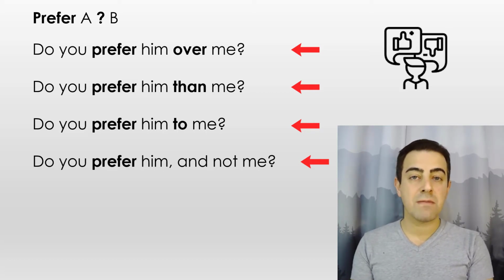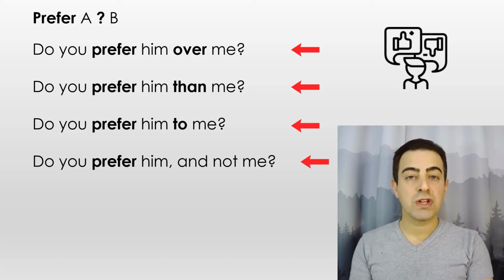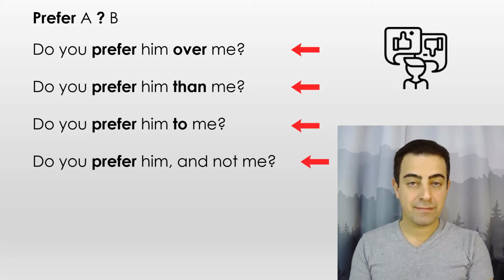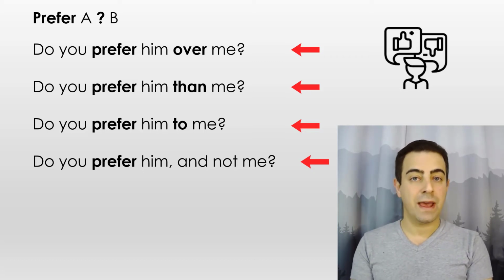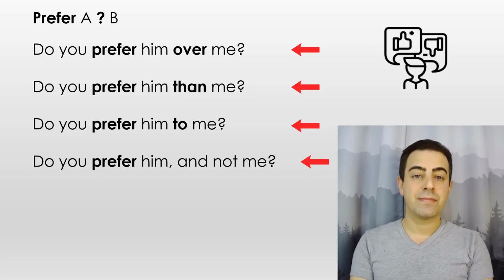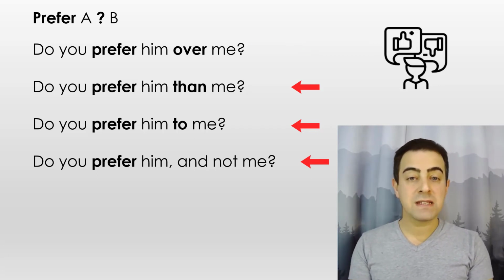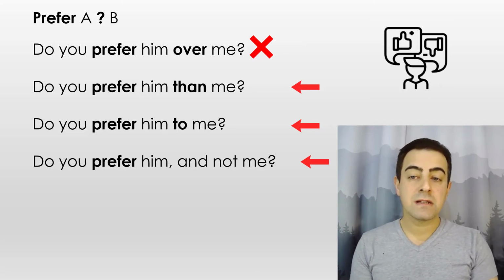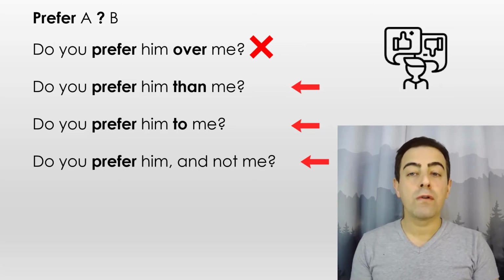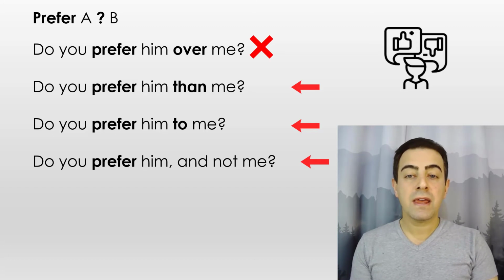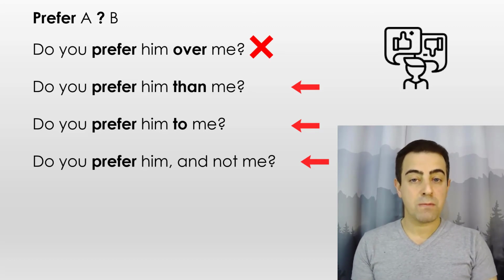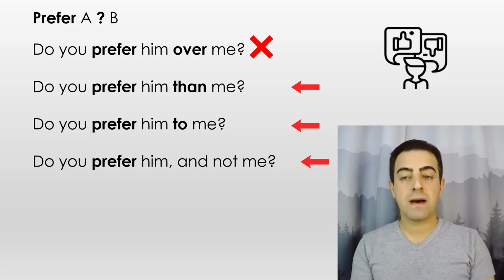Now, let's give it some thought, then decide which one is correct. After that, we're going to review the sentences to pinpoint the right one. Okay, are you ready? The first one, do you prefer him over me, is wrong. Yes, sometimes we need to use over with like. Do you like him over me? But not with prefer.